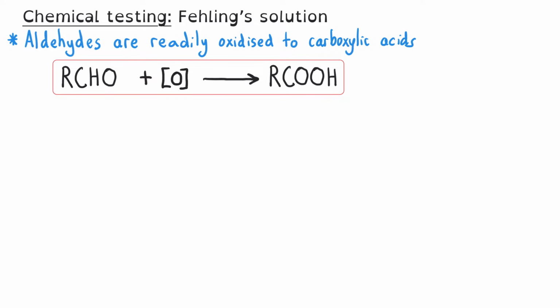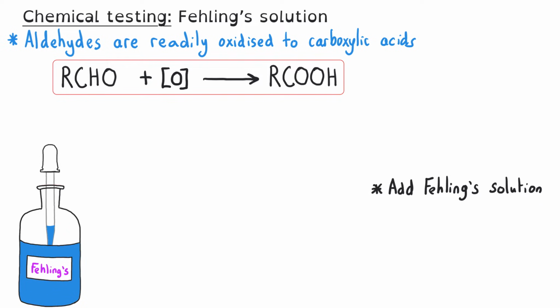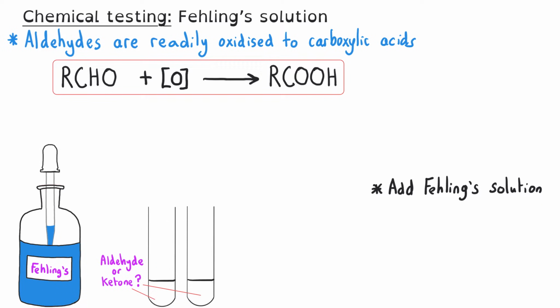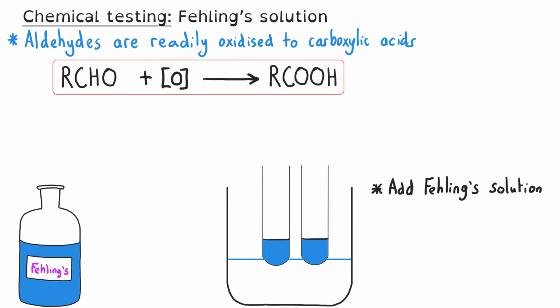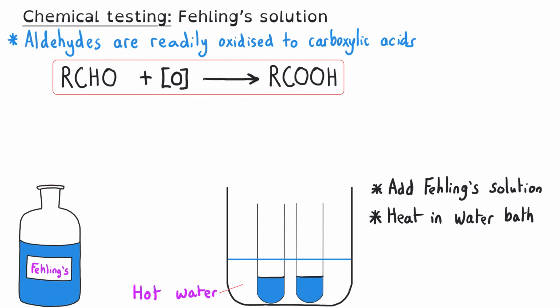And the first example of a chemical that we can use to test for the presence of an aldehyde is Fehling's solution. And so we would take a bottle of Fehling's solution and we would take our samples that we think might contain an aldehyde or a ketone, and we would add a small amount of Fehling's solution to both of them. This reaction needs to be heated, so we will put the test tubes into a water bath containing hot water. We definitely wouldn't use a naked flame to heat these chemicals because they are typically highly flammable. Fehling's solution is a blue solution containing the copper 2+ ion.